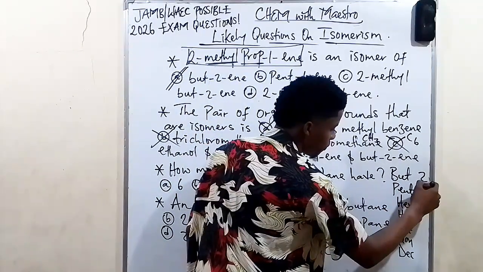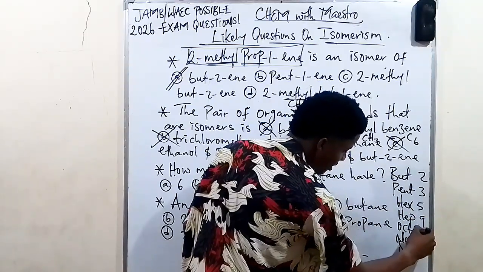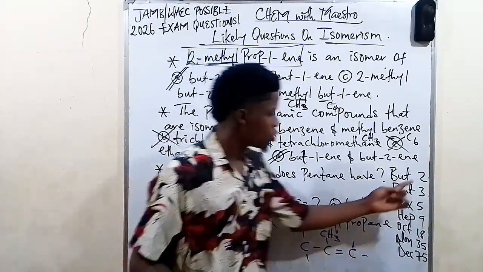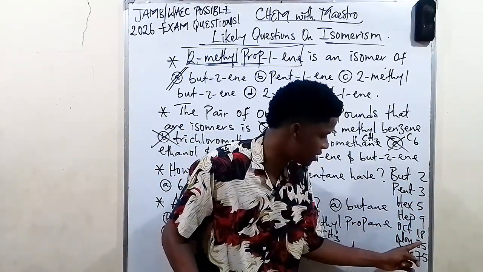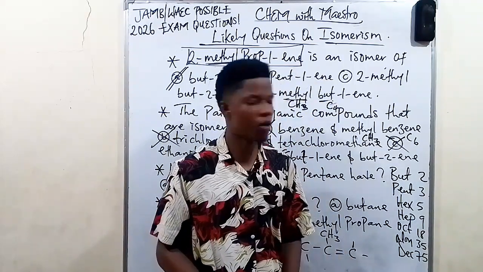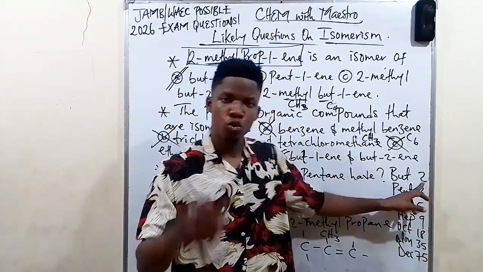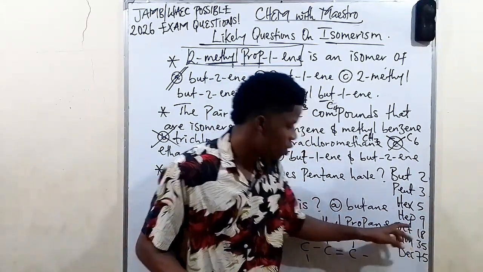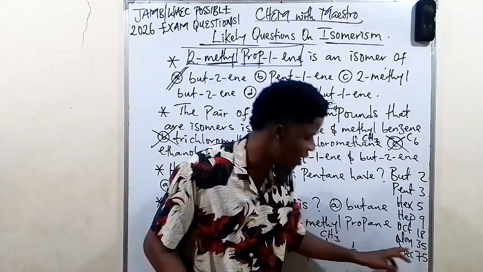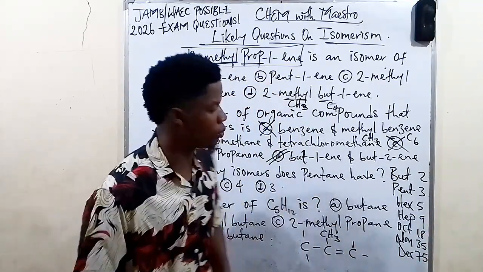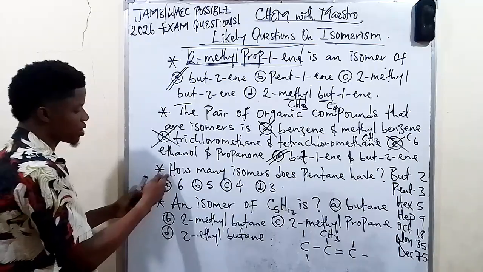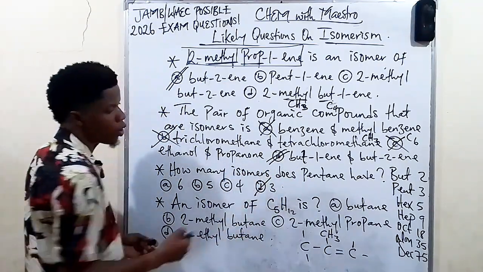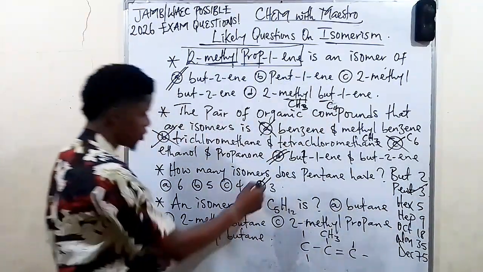It is 2, 3, 5, 9, 18, 35, 75. So that means butane has 2 isomers, pentane has 3, hexane has 5, heptane has 9, octane has 18, nonane has 35, and decane has 75 possible isomers. So looking at this question, how many isomers does pentane have? Our answer is 3. Option D.